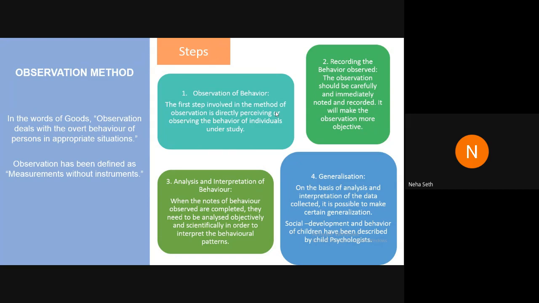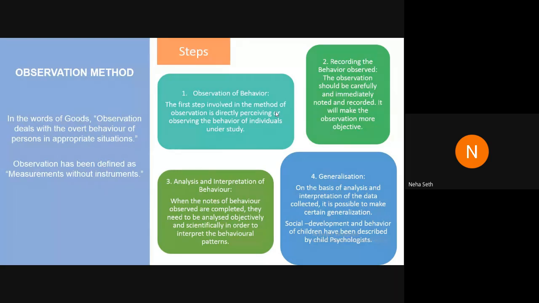Accordingly, from time to time, you can plan such activities which break the monotony of the classroom and make them enjoy different things in the classroom. Observation can also be defined as a measurement without instrument. I may have different perception results when I am observing, and some other person, person B, may have different results out of his or her observation. So basically there is no instrument based on which we are measuring by the method of observation.